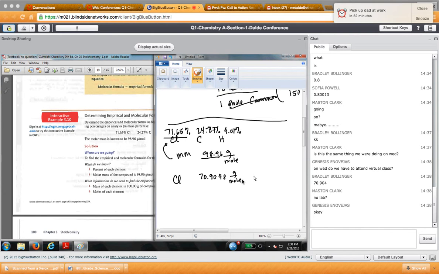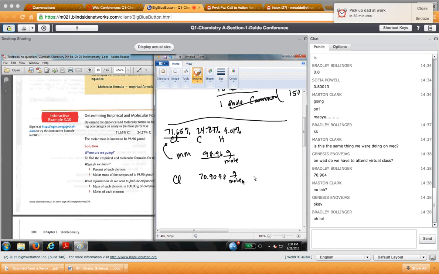How many grams of carbon do I have? So let's go through all of them. How much carbon am I dealing with? If I have 98.96 and 24% of it is carbon, how many grams of that am I dealing with?